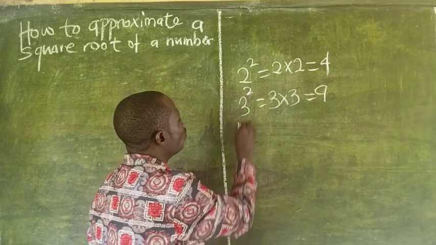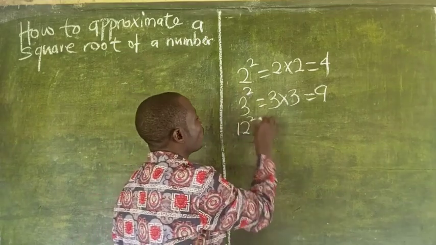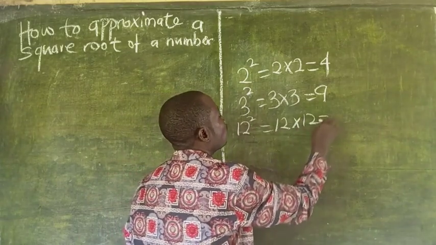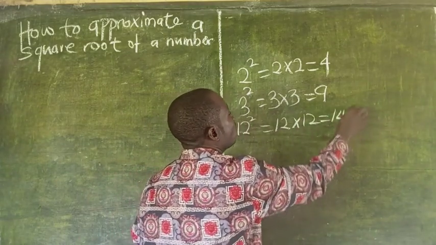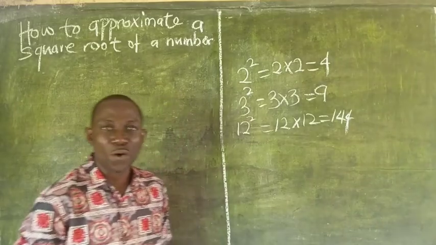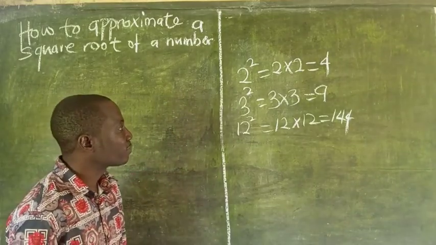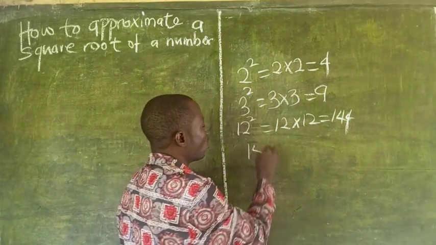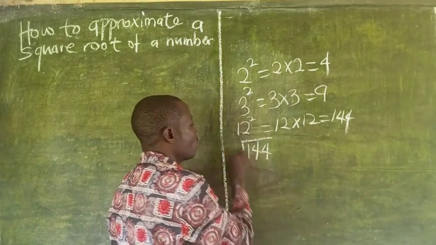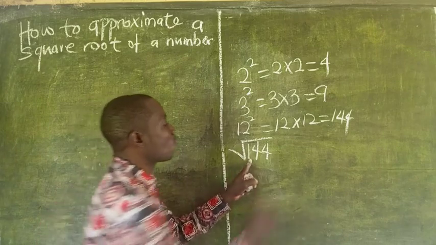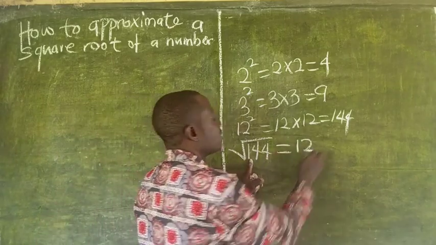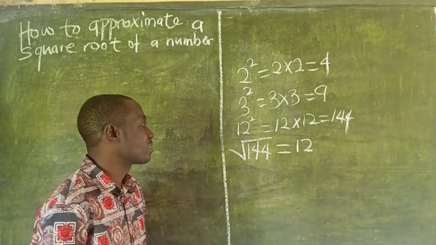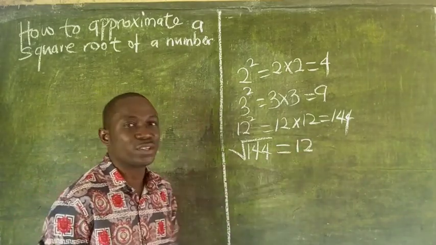And what if we do 12 raised to power 2? This will be 12 times 12, which is equal to 144. And 144 is a perfect square. But if you want to get 12 back, what you do is take the square root of 144. If you take this square root, what you get back is 12. You see this? So 12 is our answer. So 144 is a perfect square.